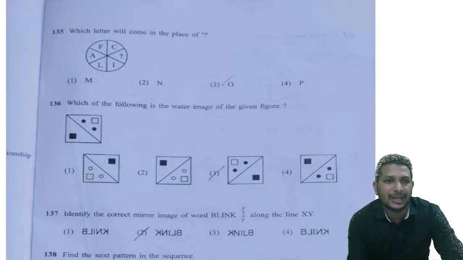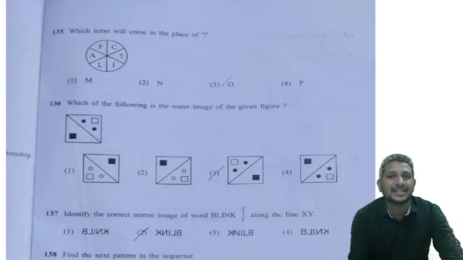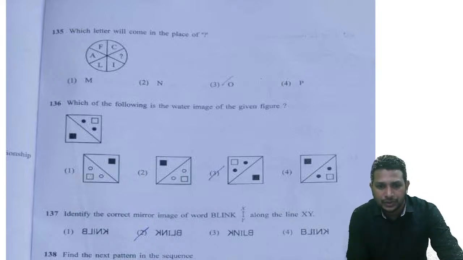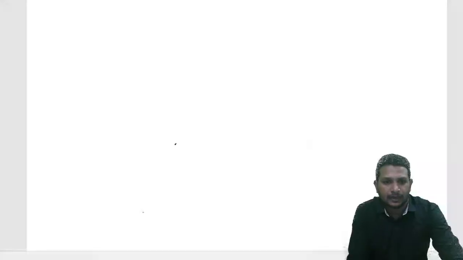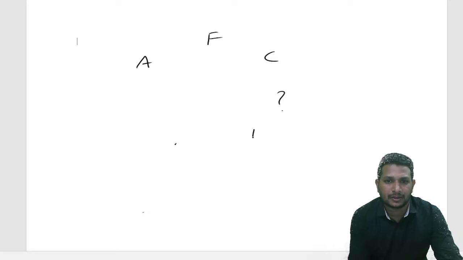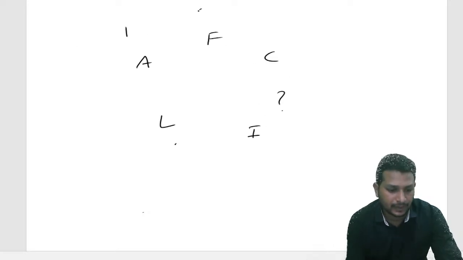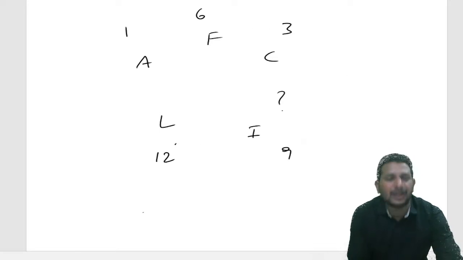So first let's try this alphabetical position with numbers. When I write the alphabets from A to Z, A stands for 1, C stands for 3, like that, right? So let's write the numbers first so that you might crack the logic. So over here, writing it on a board. What they gave? A, F, C, question mark, I, L, right? So the numbers 1, 6, 3, question mark, and again 9 and then 12, right?